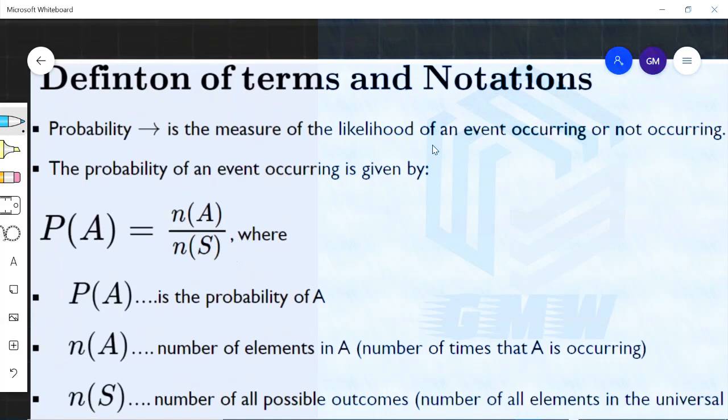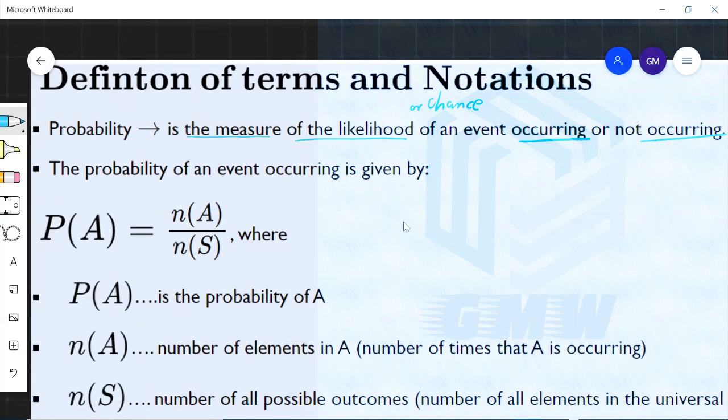Without wasting time, we'll start by understanding what probability is. By definition, probability is the measure of the likelihood of an event occurring or not occurring. Likelihood or chance is a measure of the chance of an event happening or not happening.